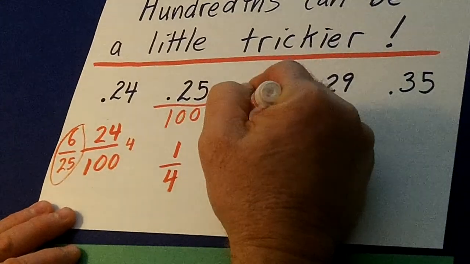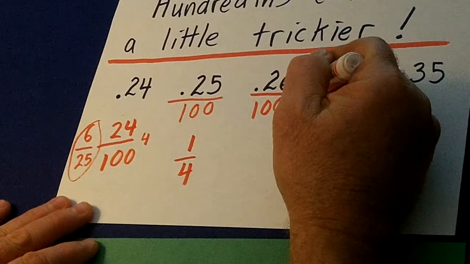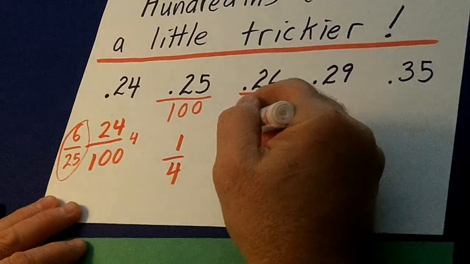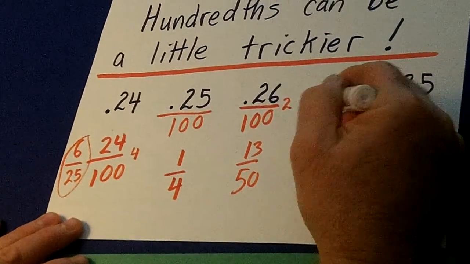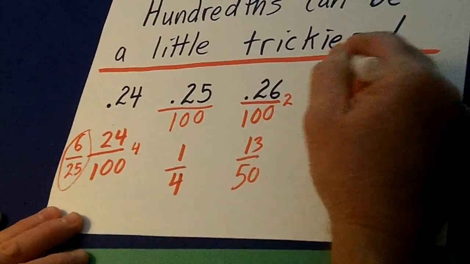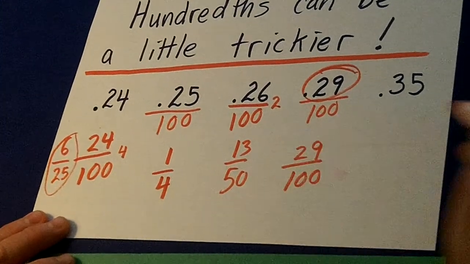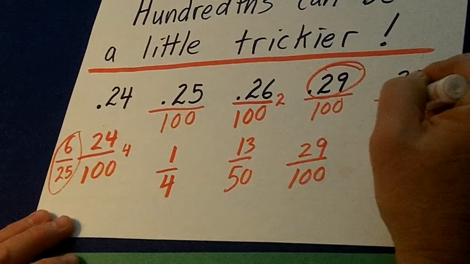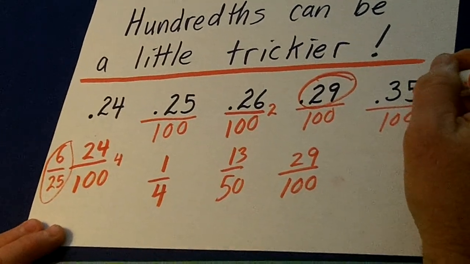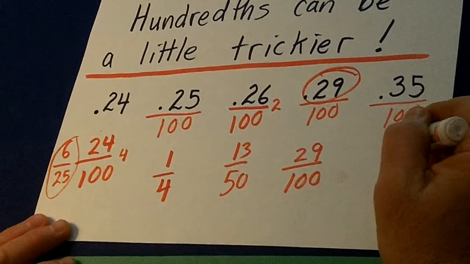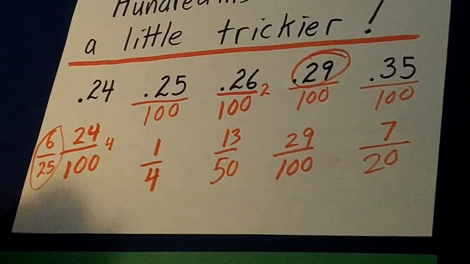Now 26 over 100, what's the biggest number that goes in there? 2. So 2 goes into 26, 13 and 50. 29 over 100, prime. It just stays like it is. 35 over 100, well, nickels go into here and here. How many nickels in 35? 7. How many nickels in a buck? 20. Okay?